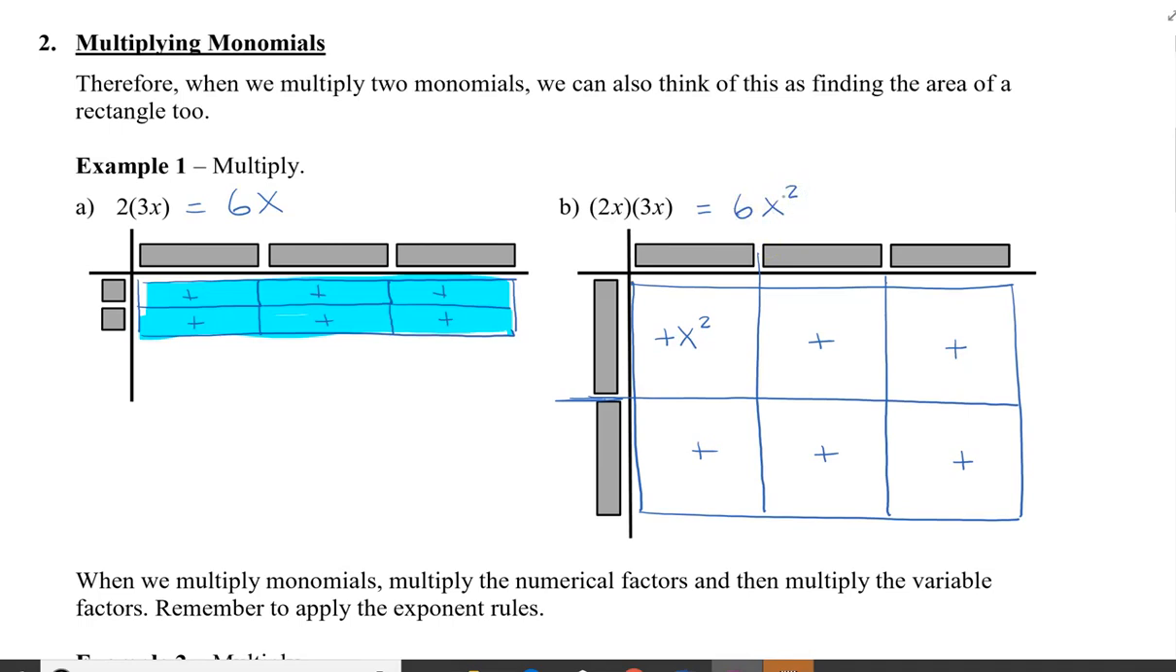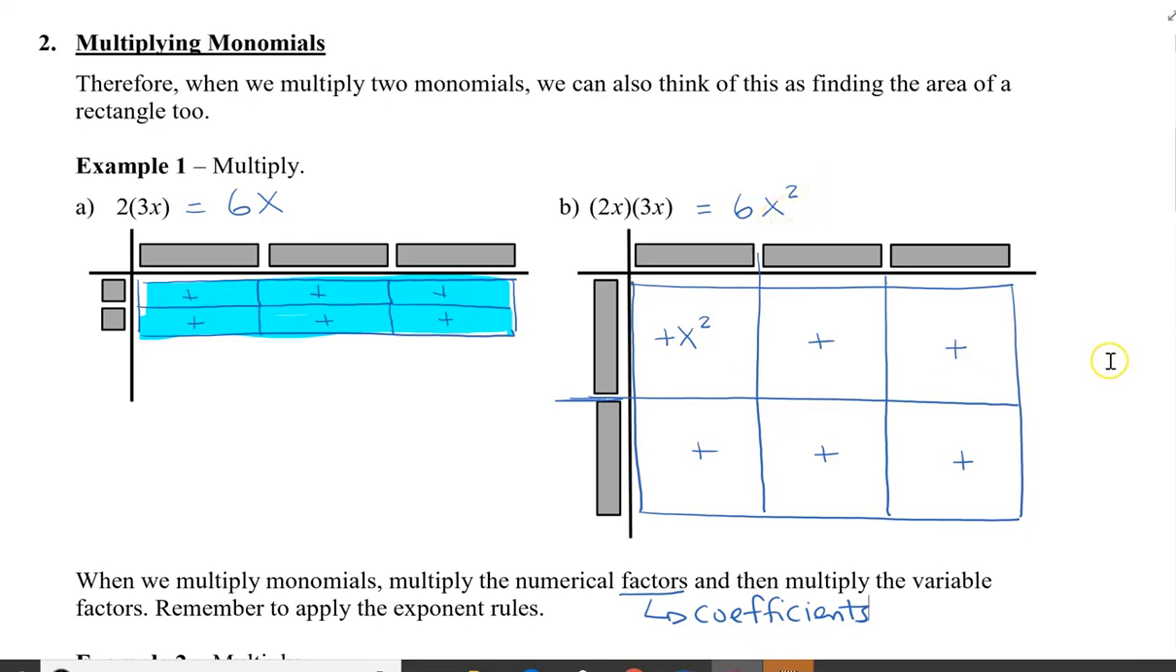When we multiply monomials, we can see that we multiply the numerical factors, or we think of these as the numerical coefficients. And then we multiply the variable factors, the x times the x. Now remember to use your exponent rules. When we multiply x times x, we add the exponents, and each of these exponents is 1, and that's why we now have x squared.